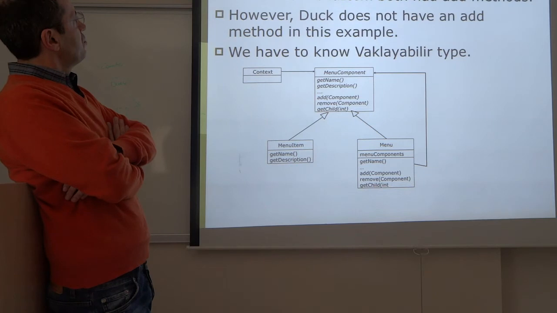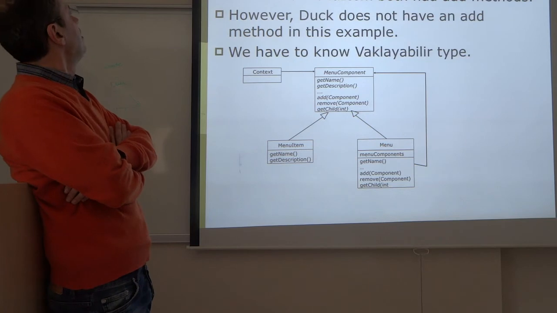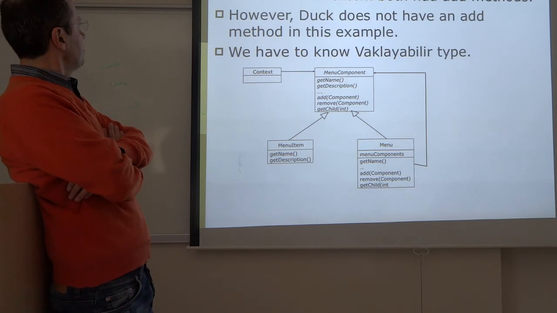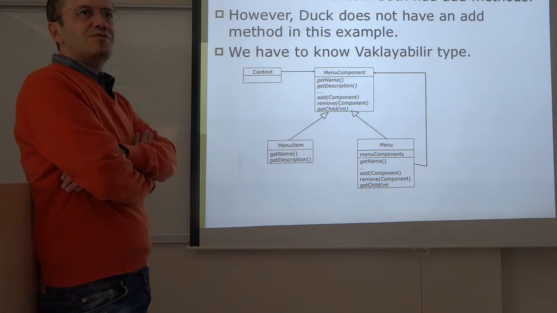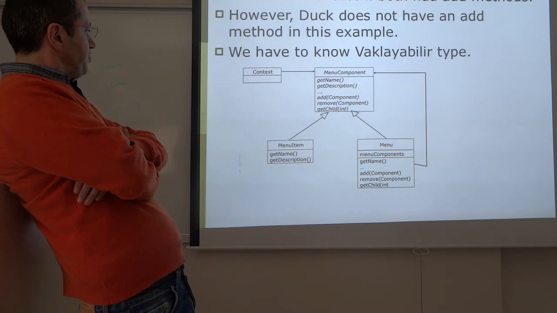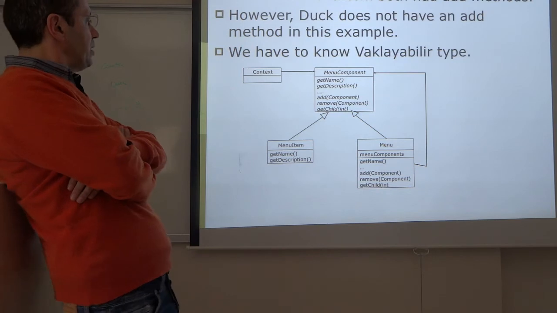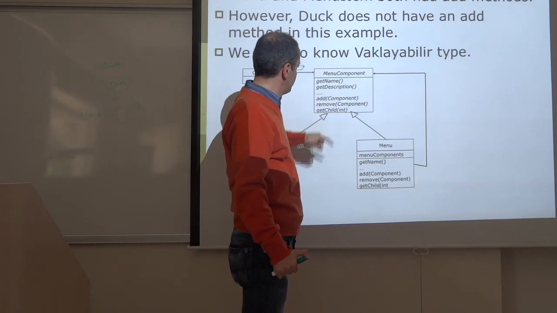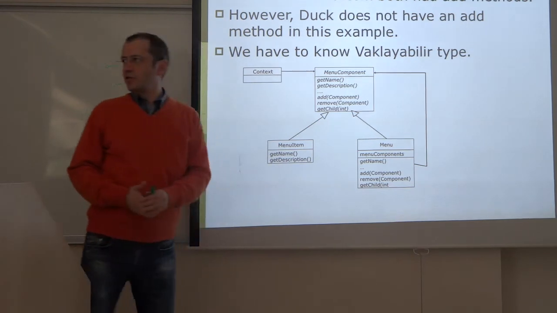Menu and menu item both had methods. Yes, in the previous example. However, duck does not have an add method in this example. I guess it was the composite pattern. Yes, it is the composite pattern, very much. Oh yeah, the menu and menu component had the add method as the menu item.